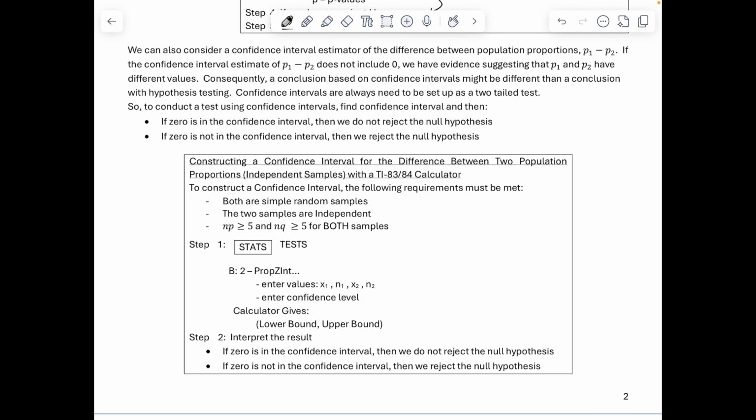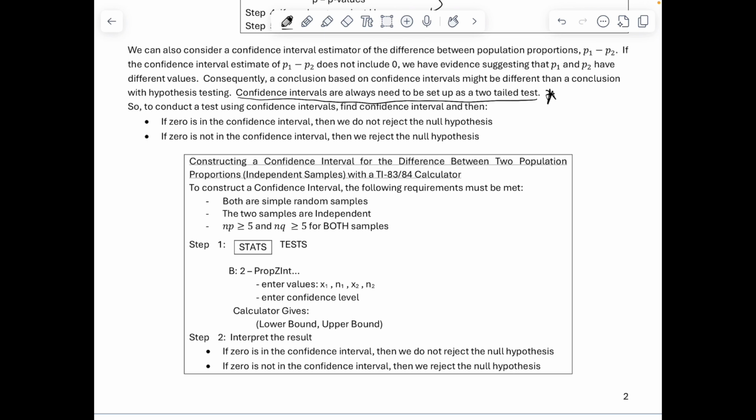So confidence intervals always need to be set up as a two-tailed test. This is really important to remember: we do always need to set them up as a two-tailed test, so kind of forcing that, if it is a left-tailed or right-tailed problem, to be a two-tailed test. And we'll go through different scenarios in the notes. So you'll see all three cases set up as you work through the notes.